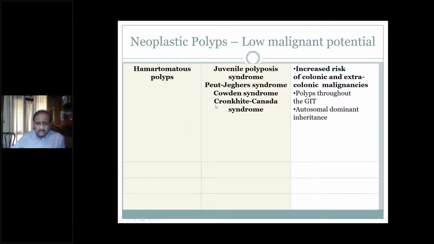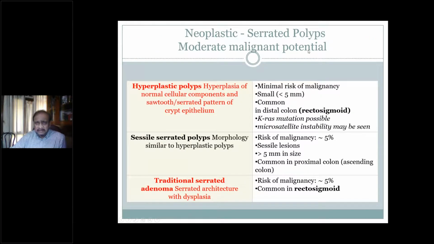So these are the syndromes where you basically find multiple hamartomatous polyps, and they have an increased risk. So we have said a solitary juvenile polyp, no. Multiple juvenile polyposis syndrome, yes, there is some incidence of malignant potential, but it is a low malignant potential, right? Coming to a moderate malignant potential.